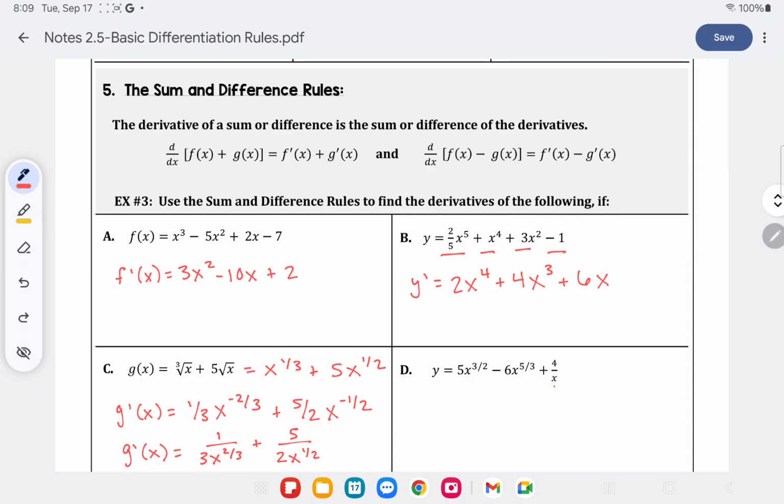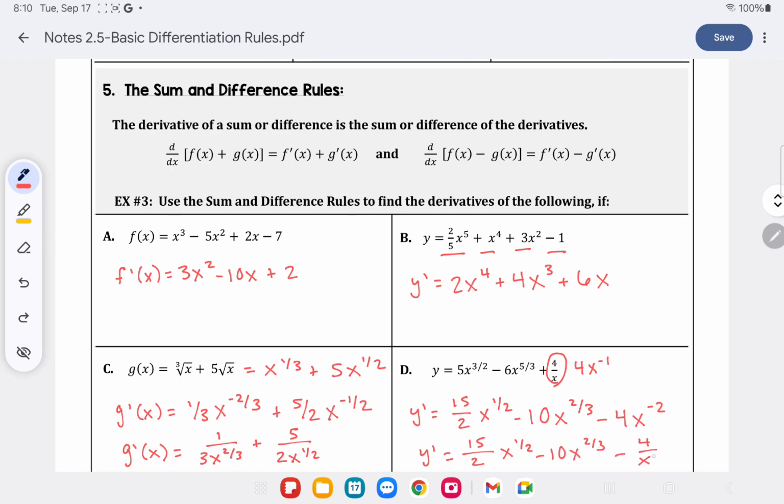D looks pretty good. I'm going to rewrite 4 over x as 4x to the negative 1st power before I get going. And then the first term, when I take the derivative of that, we get 15/2 x to the 1/2. Then we get negative 10 x to the 2/3. And lastly, we would get negative 4 x to the negative 2nd. And that last term would need to be rewritten as negative 4 over x squared.